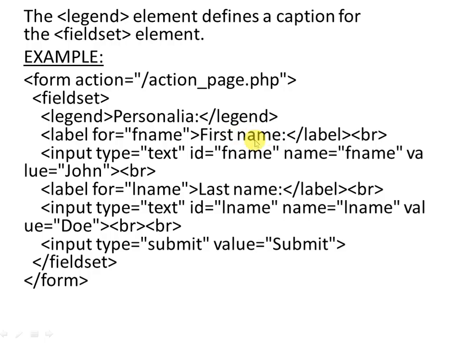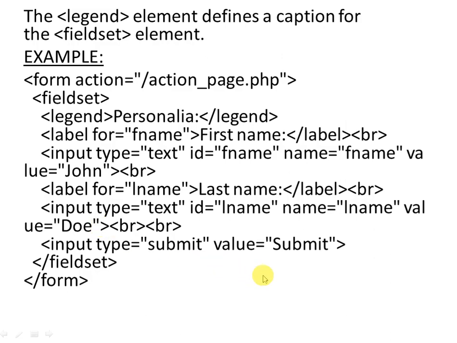For the first name we declared the label here. And then input type equal to text, for fname we are going to give the text, so value equal to John. So the first name is John. And then label for lname, where we are going to declare the last name. So the input type is equal to text, id equal to lname. For the last name we are giving the value Doe. So John Doe. John is the first name and Doe is the last name.